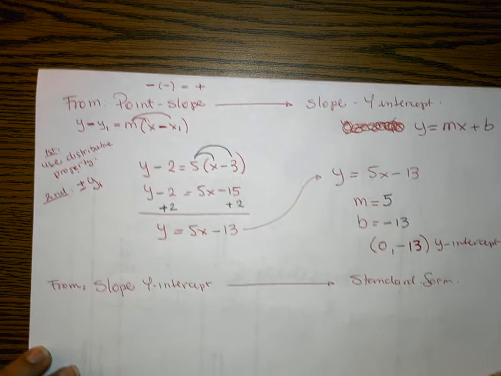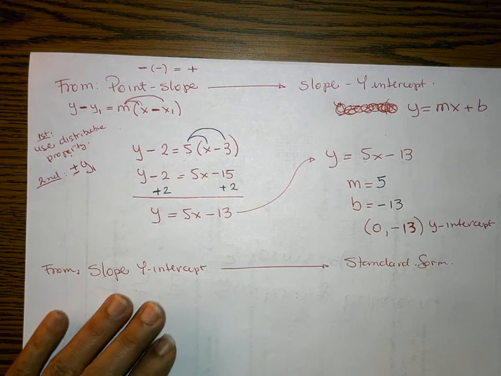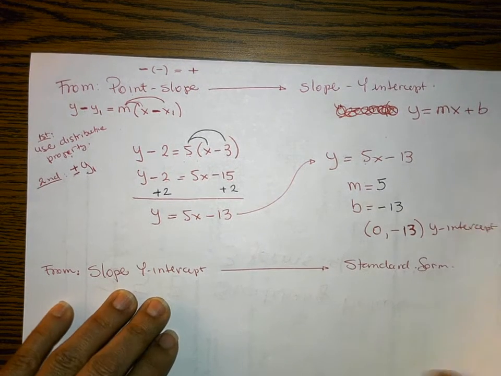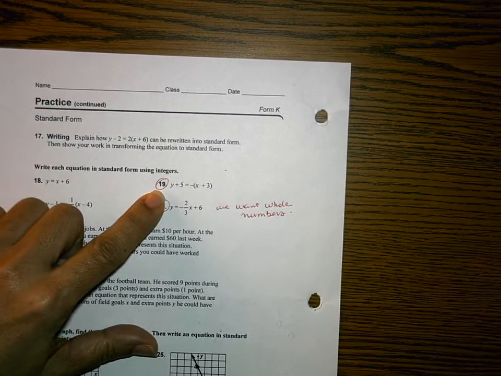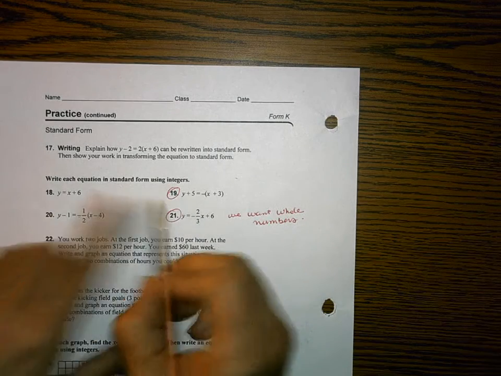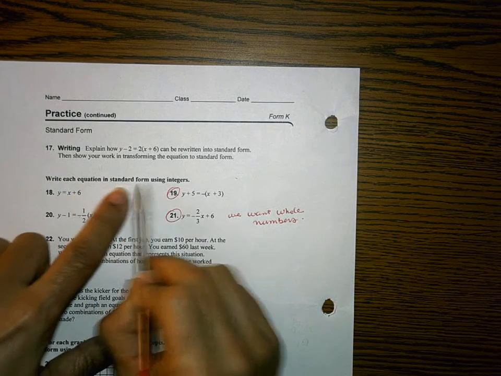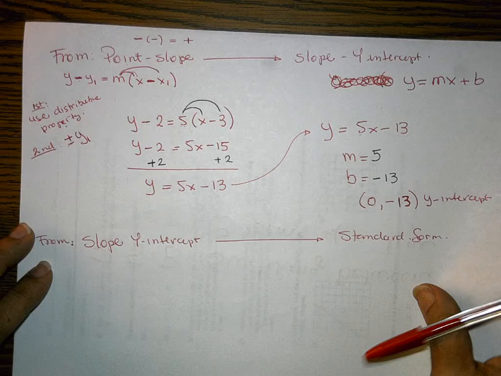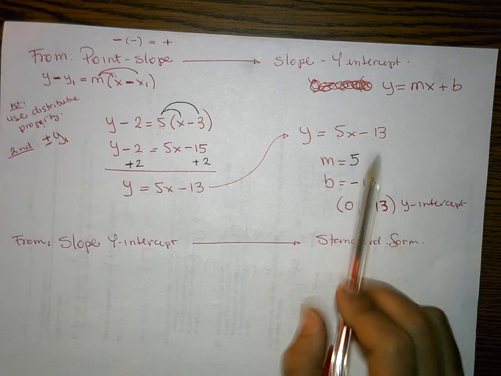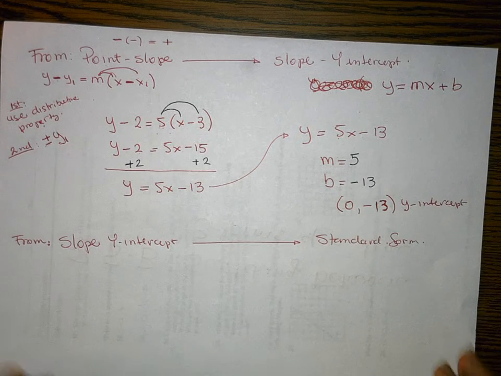And let's go ahead and do an example from your worksheet right here. Let's see example number 19 here. They're asking us to write each equation in standard form. Oh, I cannot do that yet. I'm sorry. I need to finish this example right here. So I have to go from slope y-intercept now to the standard form. I was trying to skip steps here.